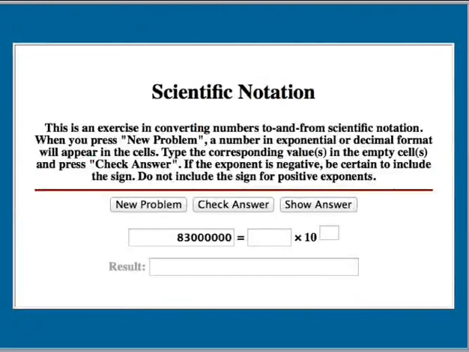My coefficient is simply going to be 8.3. In order to get 8.3, we had to move the implied decimal point 1, 2, 3, 4, 5, 6, 7 places. So this is 10 to the plus 7. Oh, it has positive reinforcement. It tells you that you got it right.